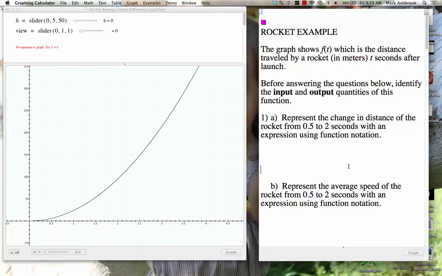You want to represent the change in distance of the rocket. Represent, using function notation, the change in distance of the rocket from 0.5 to 2 seconds after launch with an expression using function notation. And then represent the average speed of the rocket from 0.5 to 2 seconds with an expression using function notation. So this stuff is totally fair game for the exam today. So good practice. Go.